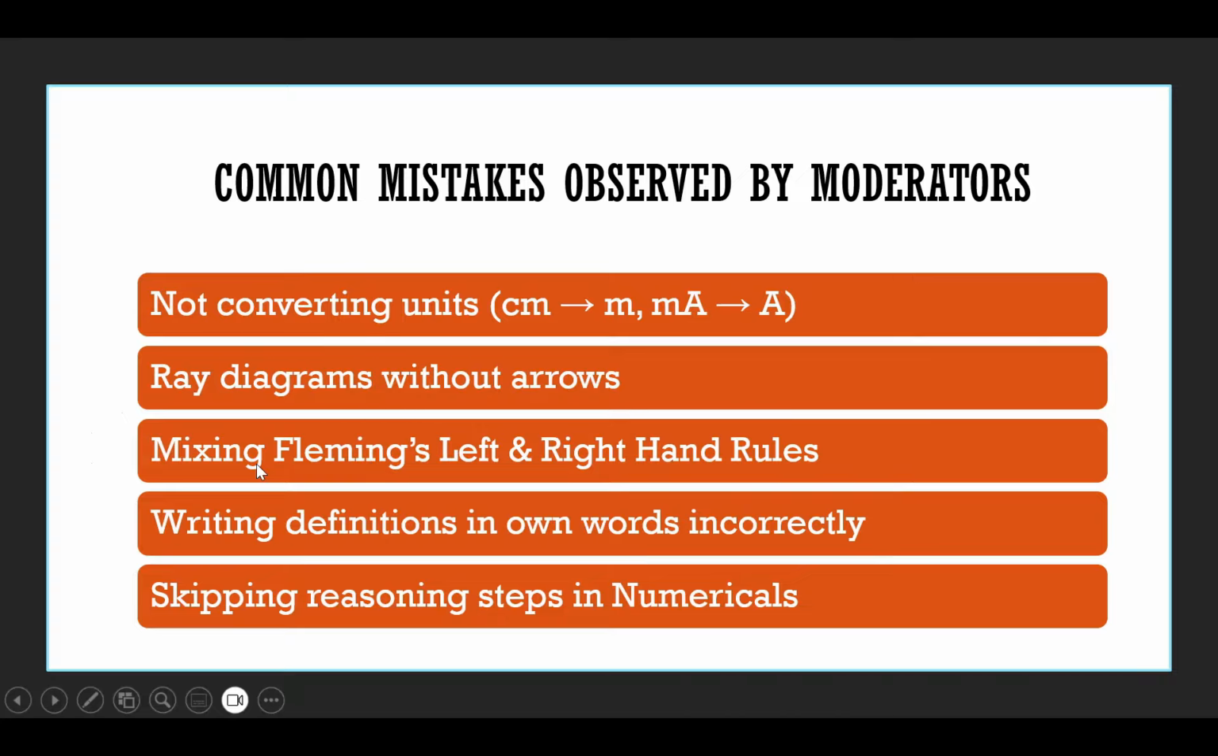Usually students mix Fleming's left hand rule with the right hand thumb rule and vice versa. Writing definitions in your own words is totally not allowed, and whenever you're solving a numerical, towards the end do give the reason as well. Not only the correct answer is important, but how you got the correct answer also makes a difference.